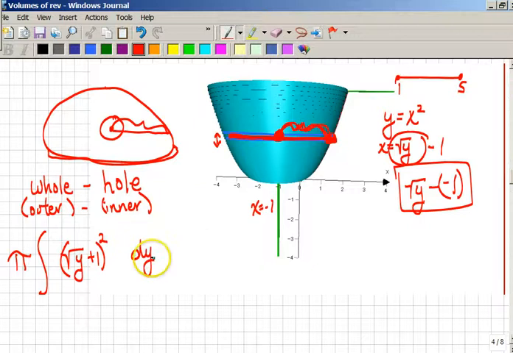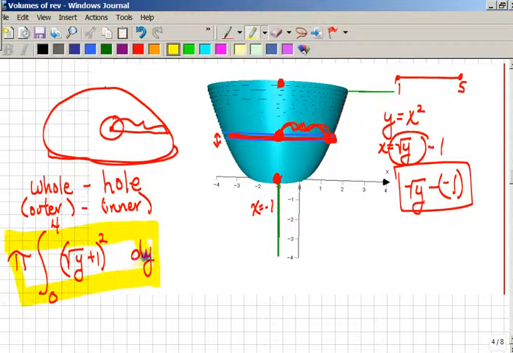And since everything is in terms of y, the limits on the integral are from the bottom y point to the top y point. Well, the bottom y point is 0, and the top y point is 4. So let me highlight this. What we just set up will give us the volume of the whole complete shape. But we know that's not what we want, because that's more than what we want. We have a hole in the center, which we have to subtract out. So now I'm going to subtract out the hole.